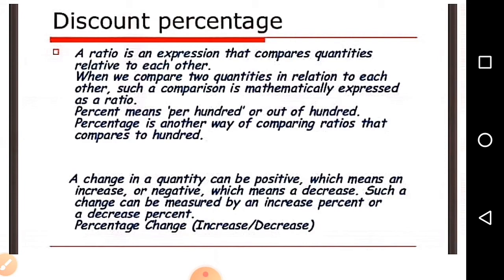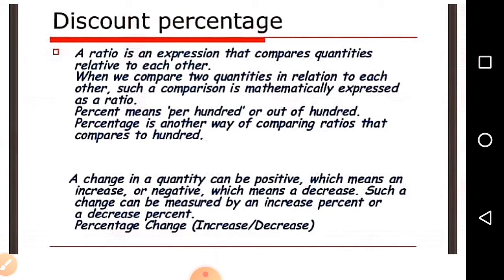A ratio is an expression that compares quantities relative to each other. When we compare two quantities in relation to each other, such a comparison is mathematically expressed as a ratio, that we know. Percent means per 100 or out of 100. This also we have gone through. Percentage is another way of comparing ratio that compares to 100.